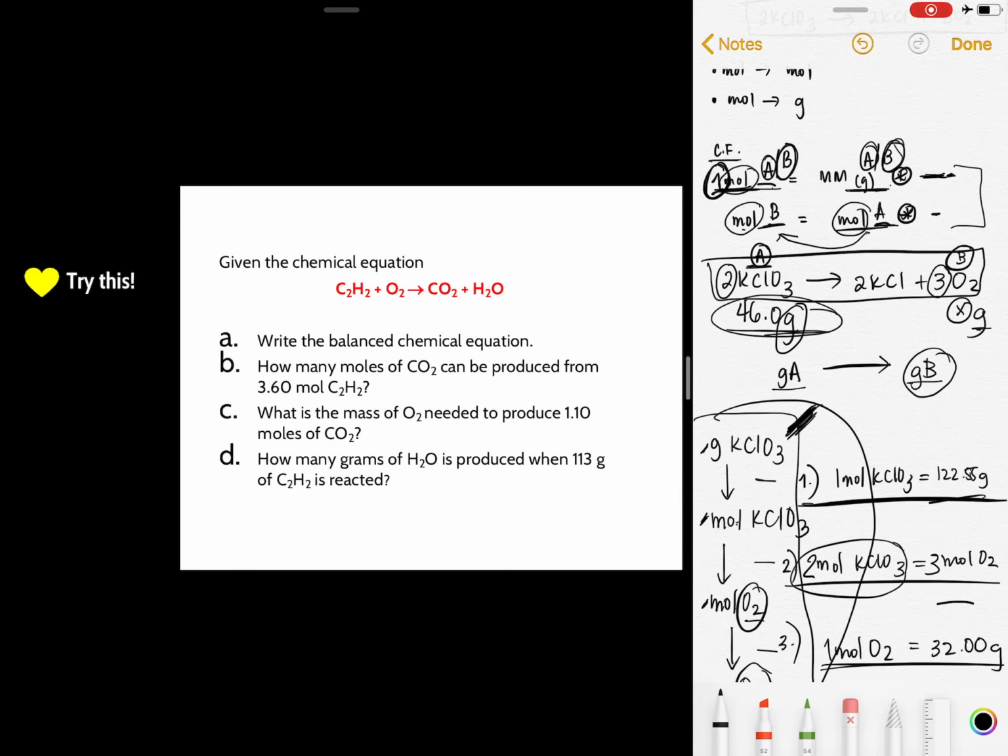So this one, try this on your own. Your facilitating teacher will solve this together with you during your asynchronous session. So this concludes the mass to mole relationships.